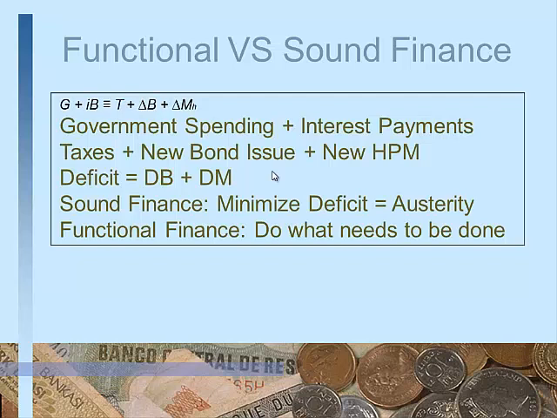Now the MMT point of view is that this is an identity, that this equation is not a causal equation. It doesn't say that the government has to raise money in order to spend it. It is just, by definition, it will automatically always be true. The government doesn't take money from somewhere to spend it.